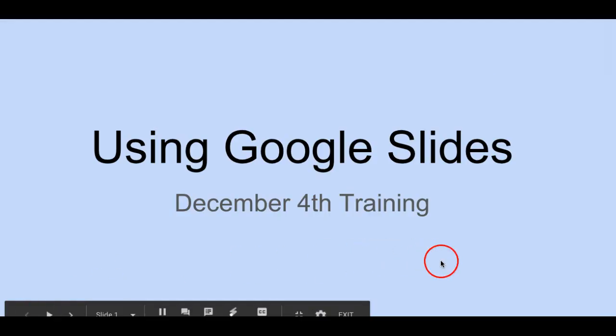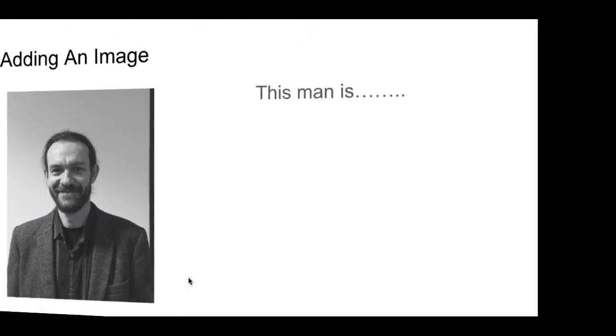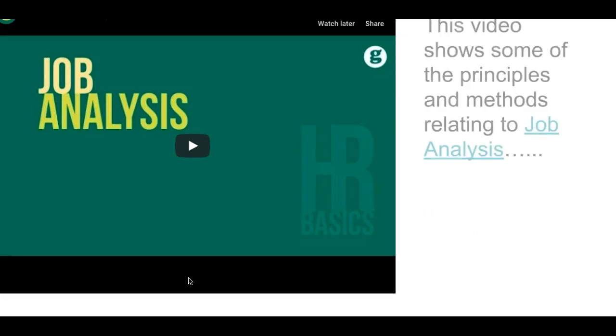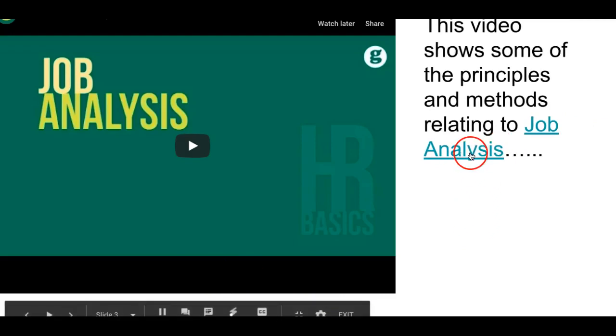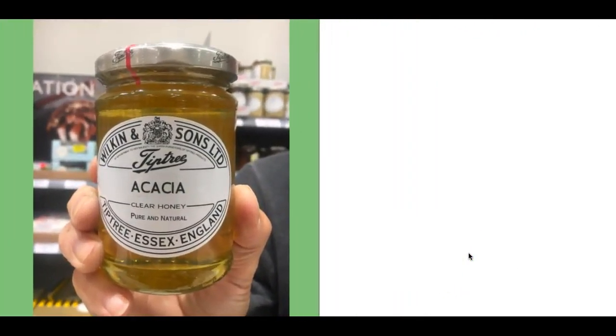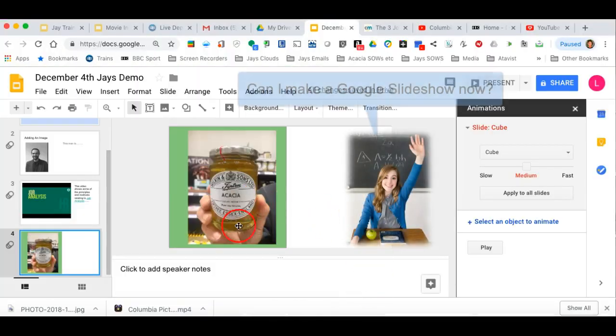Here we are. This is the first slide, and we can go through the slideshow simply by clicking. There's the cube effect. There's our image that we added. Here's our video, and then if I click again, I'll get the text coming up on the right, and that will have the link just here, the job analysis link, which I won't open right now. And then if I click again, that'll take us to my final slide. Well, there we are. I'm just going to end that show now, exit the slideshow, and that is the rudiments of Google Slides.